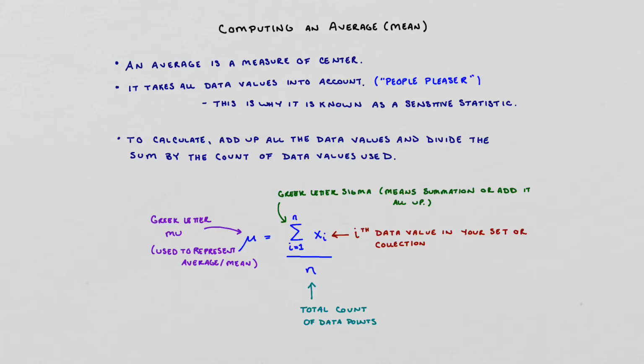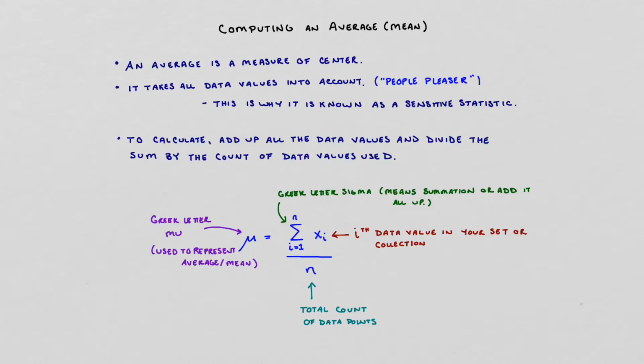You can kind of think of this as like a people pleaser. We need to speak to every single data value. We don't want to leave anyone out. We want to be very, very inclusive. This is why computing an average or a mean is known as a sensitive statistic. If you think of a people pleaser, that individual is very sensitive and wants to make sure that everyone gets a chance to talk and that no one gets ignored.